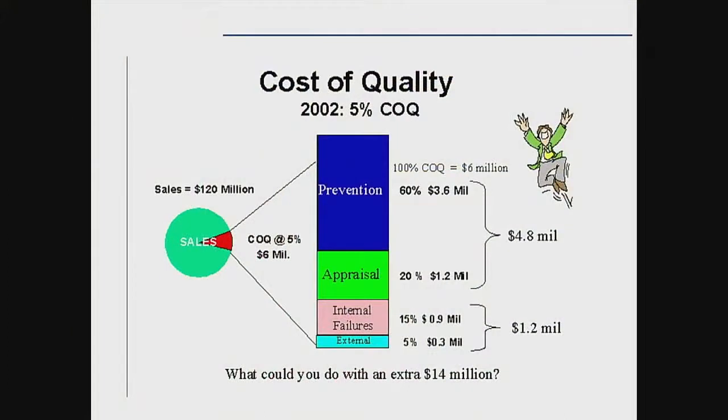And the advantage you can see in the bottom part. $4.8 million was the prevention and appraisal cost. The failure cost has reduced to $1.2 million, and total cost became $6 million from $20 million. You can imagine if a company of $100 million has $14 million extra in the pocket, they can do miracles in terms of capacity expansion, in terms of employee satisfaction, whatever they want to do. So this is the power of analysis of cost of quality or cost of poor quality.